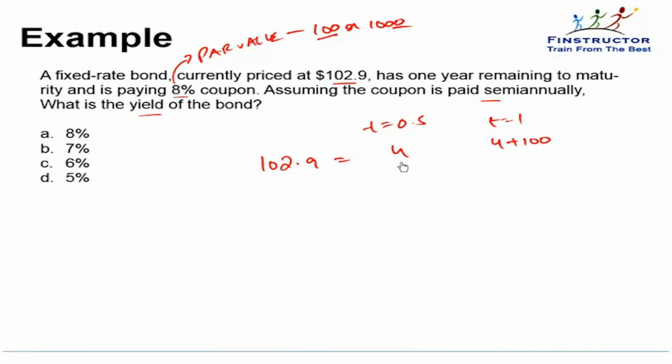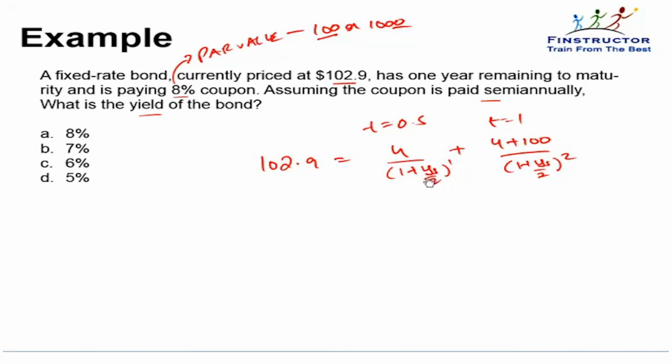The first cash flow is coming at the end of 6 months. So it will be discounted back at a semi-annually compounded rate for a period of 6 months. So if y was the annualized yield, semi-annually compounded, then 1 plus y by 2 to the power 1 would be the discounting happening at t equal to 0.5, and 1 plus semi-annually compounded yield upon 2 to the power 2 is the discount rate that will be applied to the second cash flow that is coming at the end of 1 year.